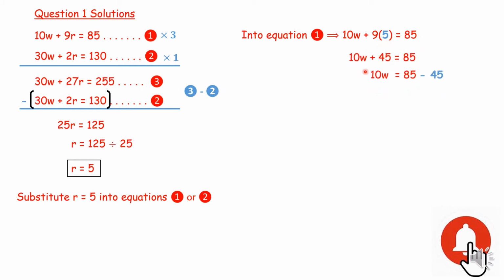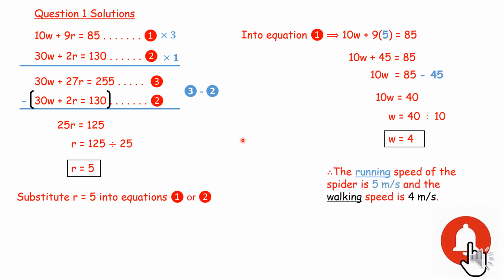And then I'm going to subtract that 45 from both sides of the equation, like so. That gives me 10W equals 40. And then I'm going to divide throughout by 10. That gives me the walking speed of 4 meters per second. So the running speed, therefore, is 5 meters per second. Running speed is slightly more than the walking speed.